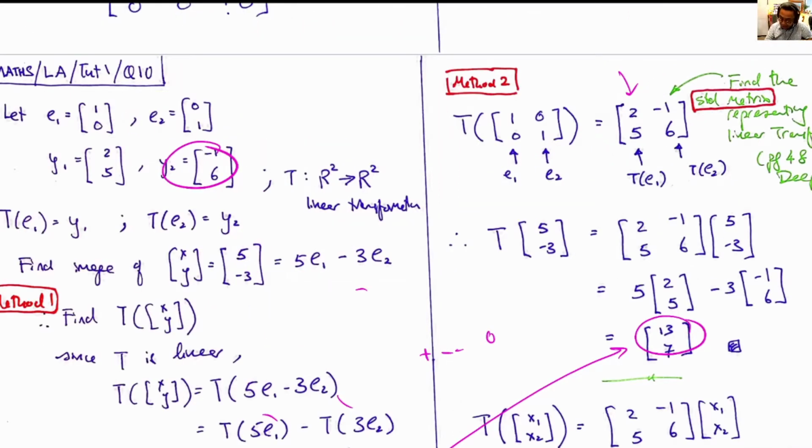I prefer the second method, using the definition of the standard matrix. Basically, the first column is the transformation of E1, the standard basis. The second column is the transformation of E2. Plugging it in, we get the answer. But maybe method 1 gives you a clearer insight into why this is true.